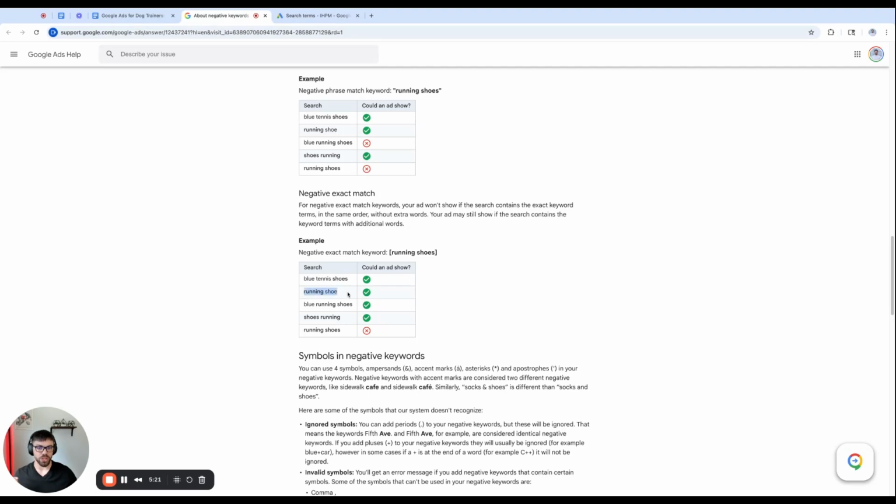Your ad will show up for running shoe, for blue running shoes, and for shoes running, but it will not show up for running shoes. Someone has to type in exactly and only in the search bar running shoes. If they type in running shoes size 10, then your ad can pop up. If they type in red running shoes, then your ad can pop up. But if they only type in running shoes, your ad will not pop up. So you're just telling Google someone has to type this in exactly in the same order with no extra words for you to not show my ad.